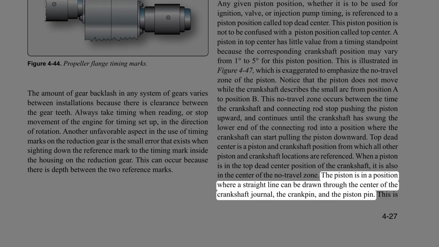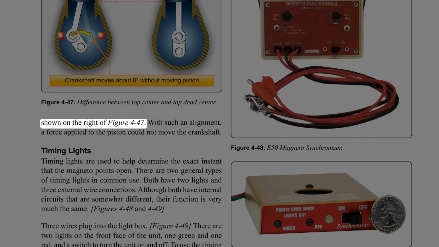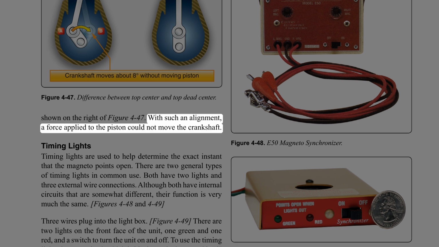The piston is in a position where a straight line can be drawn through the center of the crankshaft journal, the crankpin, and the piston pin. This is shown on the right of figure 4-47. With such an alignment, a force applied to the piston could not move the crankshaft.